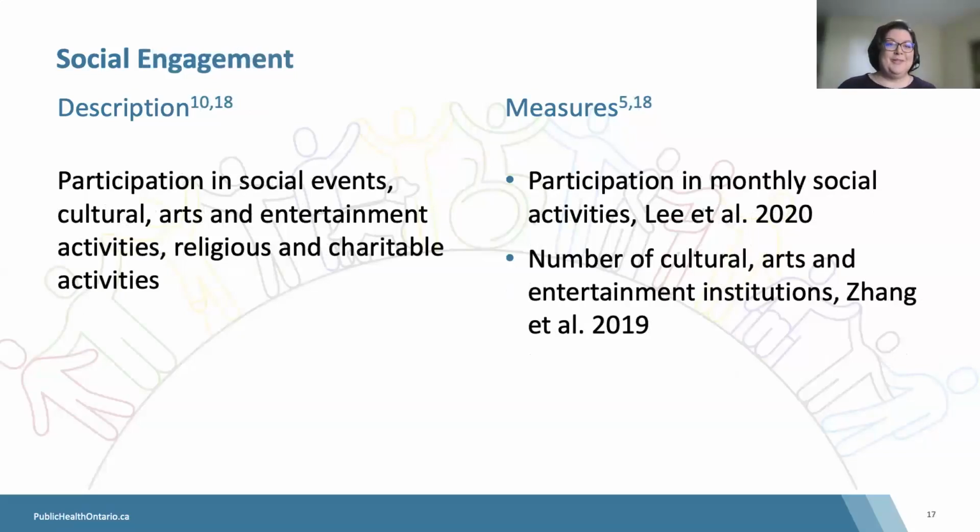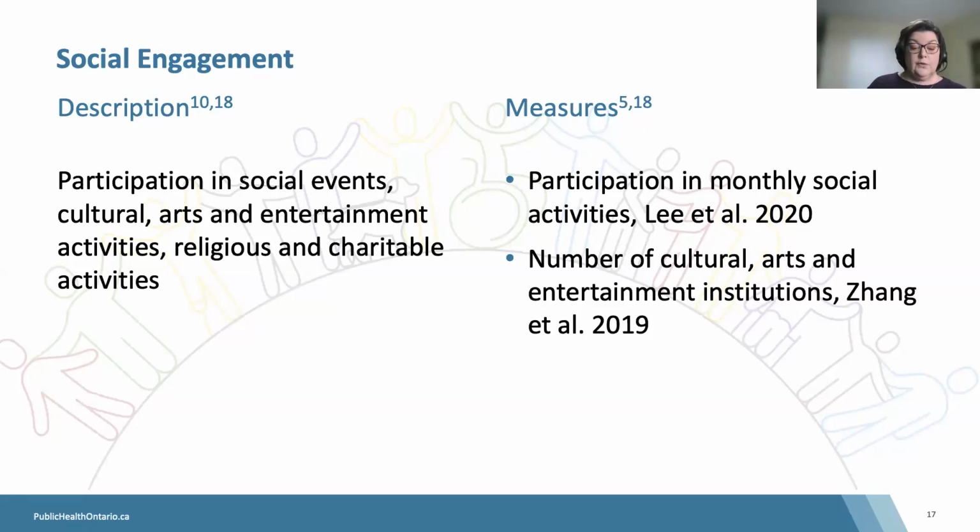Okay, here's another one with the word social in it. Social engagement. So social support is giving and receiving support and attention from your family, friends, and neighbors. Social networks is having that group of people at a more casual level around you. Social engagement is about having the opportunity to participate in community events. They could be social events, cultural, arts and entertainment events, religious activities, or charitable activities.